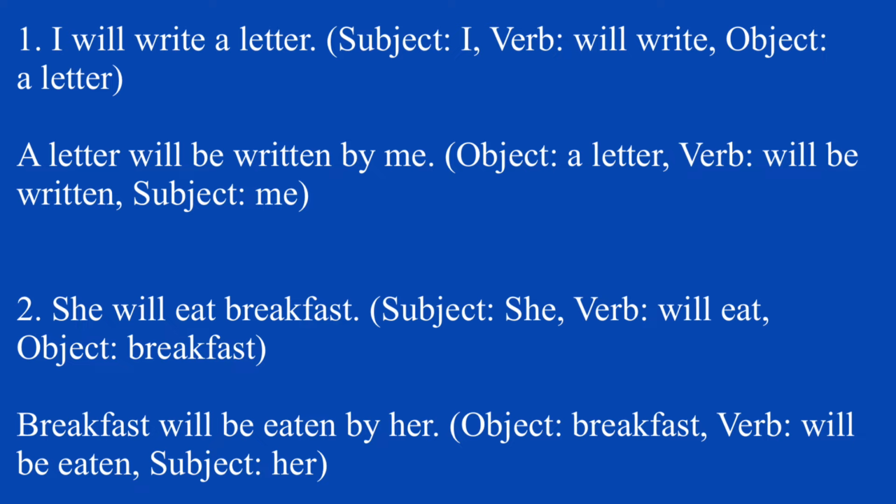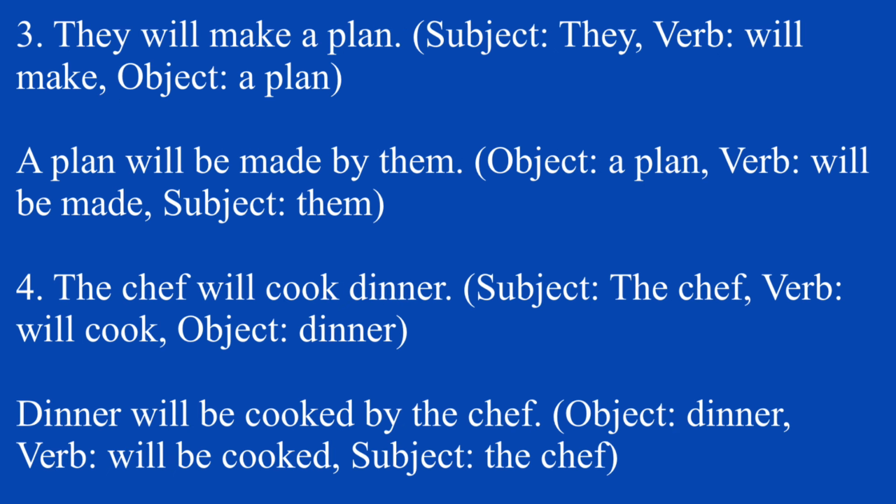I will write a letter. A letter will be written by me. Then you might have a doubt: why do we add be here? It's according to grammar, so go through the structure which we have prescribed. She will eat breakfast. Breakfast will be eaten by her. Look into the sentence formation. They will make a plan. A plan will be made by them.